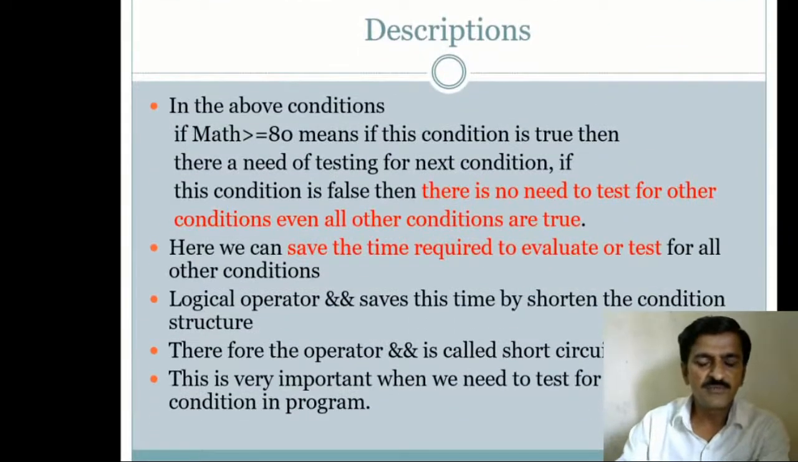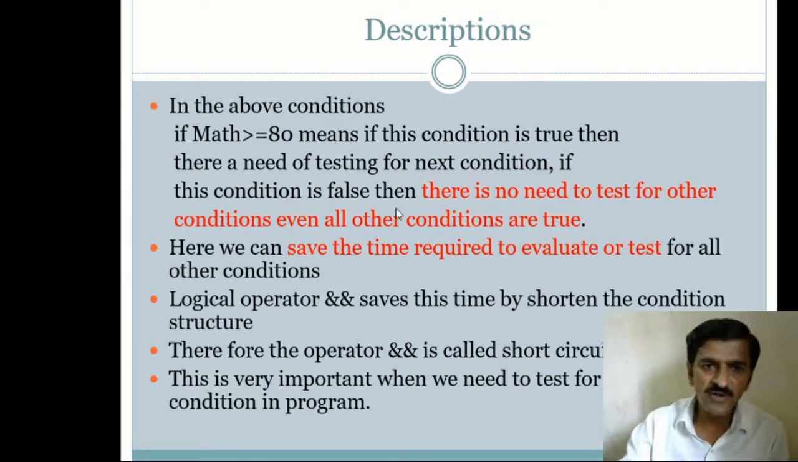So the description of the program is as I gave in the previous slide. If the math mark is greater than 80, meaning the condition is true, then there is a need to test the next condition. If this condition is false, then there is no need to test the other conditions, even if all the other conditions are true. Here we can save the time required to evaluate or test all the other conditions.